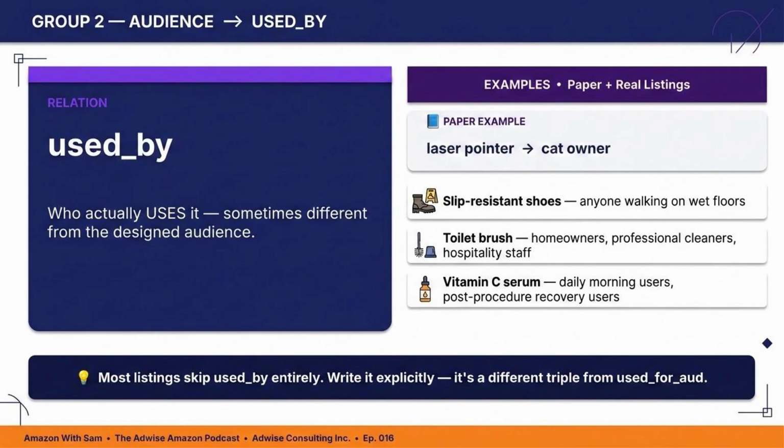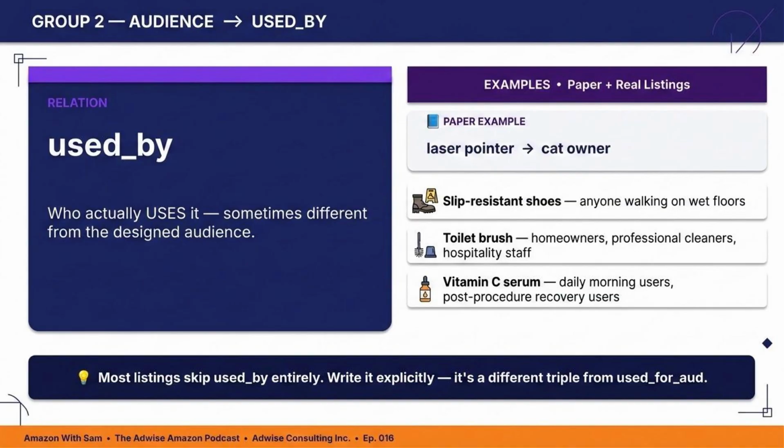This is subtly different from used for. The paper's example: a laser pointer is used by a cat owner, even though it might not have been designed for cats. The designed audience and the actual user are sometimes the same, sometimes different. For slip-resistant shoes, used for audience is pregnant women, but used by is anyone walking on wet floors. Different relations, different triples. Both unlock different searches. Most sellers skip this one entirely.